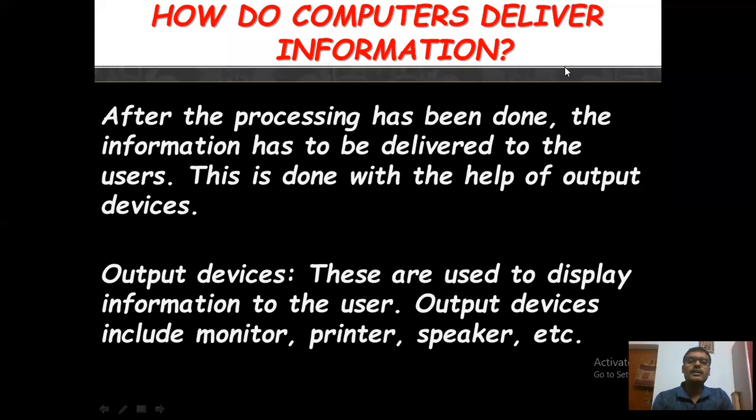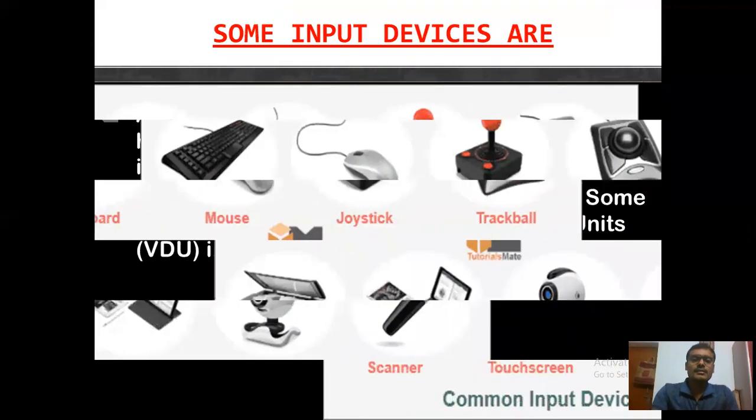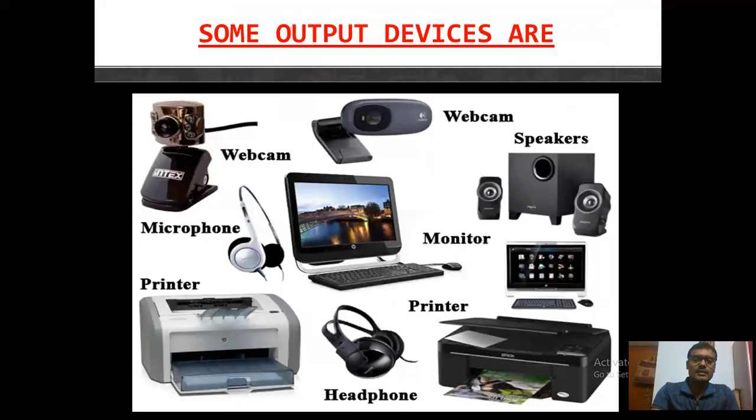So after the processing, the information has to be delivered to the users with the help of output devices. So what are output devices? These are used to display information to the user. Output devices include monitor, printer, speaker, etc. You can see there are many pictures of output devices. Now you can see these pictures are output devices like printer, headphone, speakers, monitor. These are output devices.